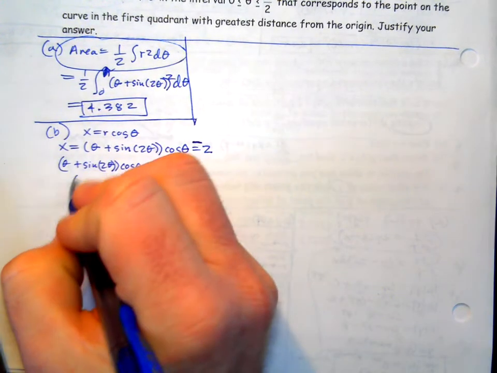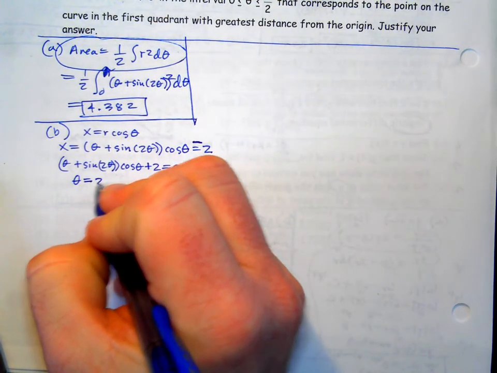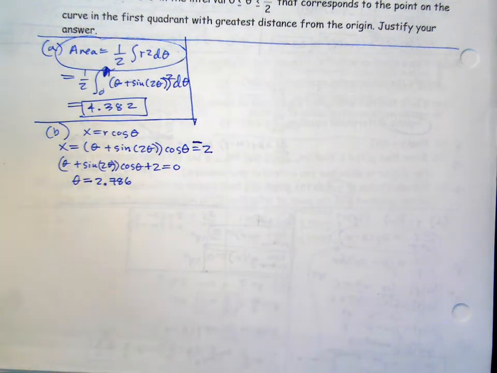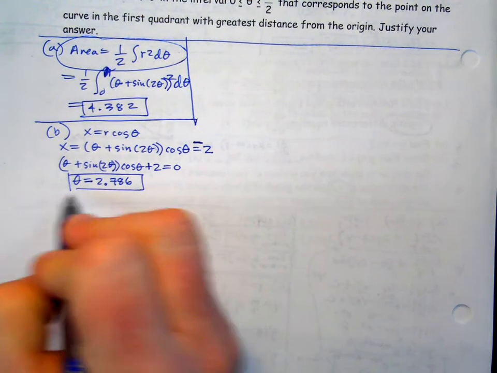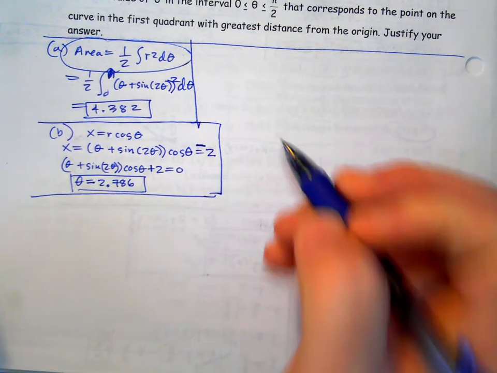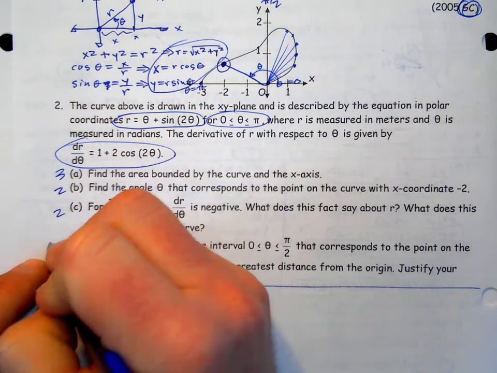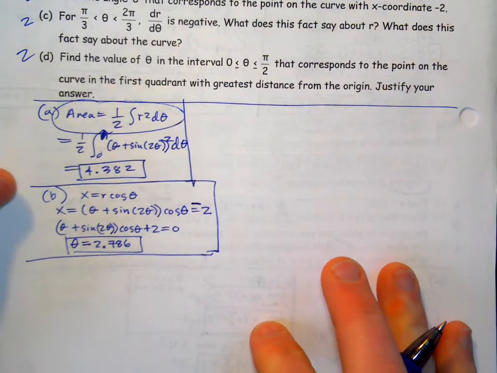So theta equals 2.786. Three decimal accuracy, rounded or truncated comes out the same. And that's your answer. The point breakdown on this question is 3, 2, 2, 2. So part A was 3 points.